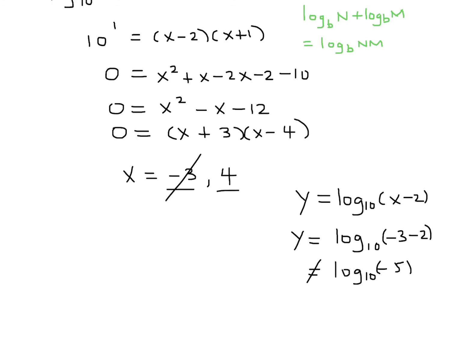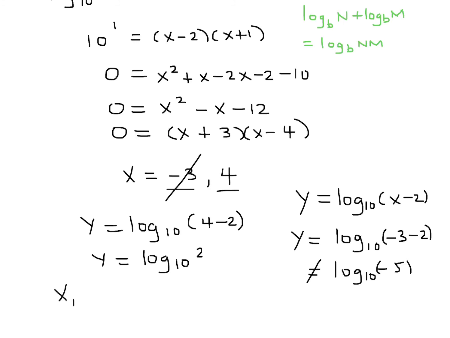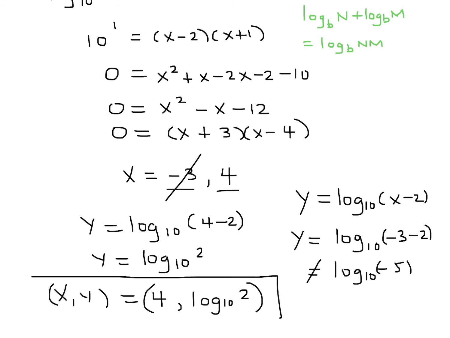So that means we only have one possible x. So solve for y. Log of (4 minus 2) to the base 10. Log of 2 to the base 10. And therefore our point of intersection, (x, y), is (4, log 2 to the base 10). You can just leave it like that, and that should be sufficient.